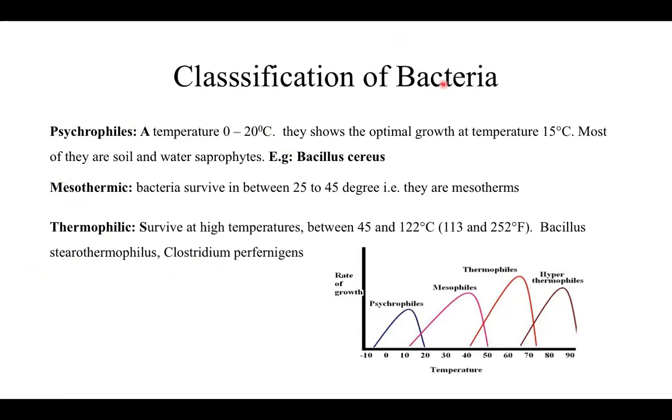Again, based on their ability to grow at different temperatures, the bacteria are classified into psychrophilic, mesophilic, and thermophilic bacteria. Psychrophilic bacteria can grow between around 0 to 20 degrees Celsius, while mesophilic bacteria can grow between around 25 to 45 degrees Celsius. Most of the pathogens causing human infections come under this category, the mesophilic bacteria. Thermophilic bacteria can grow between around 45 to 122 degrees Celsius.